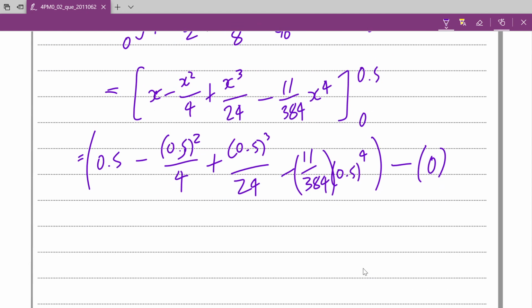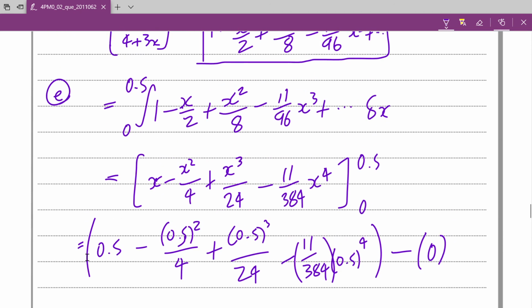Anyway, at this point, all you need to do is plug these numbers into your calculator and you will be good to go, having evaluated the value of this integral. So 0.5 minus, and then the fraction symbol, 0.5 close bracket power of 2 divided by 4 plus fraction symbol 0.5 close bracket power of 3 divided by 24 minus fraction symbol 11 on top, 384 on the bottom. Move the cursor of the calculator back to the top, then open bracket 0.5 close bracket power symbol 4 to get your expression for this fraction.